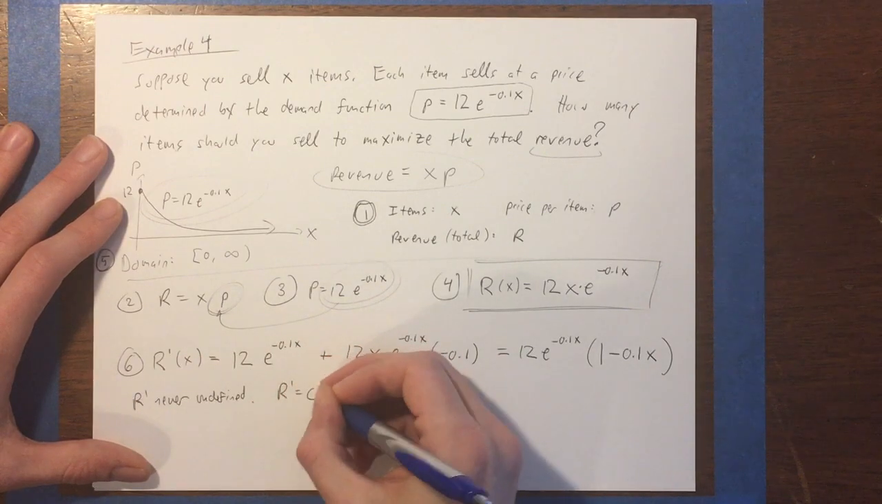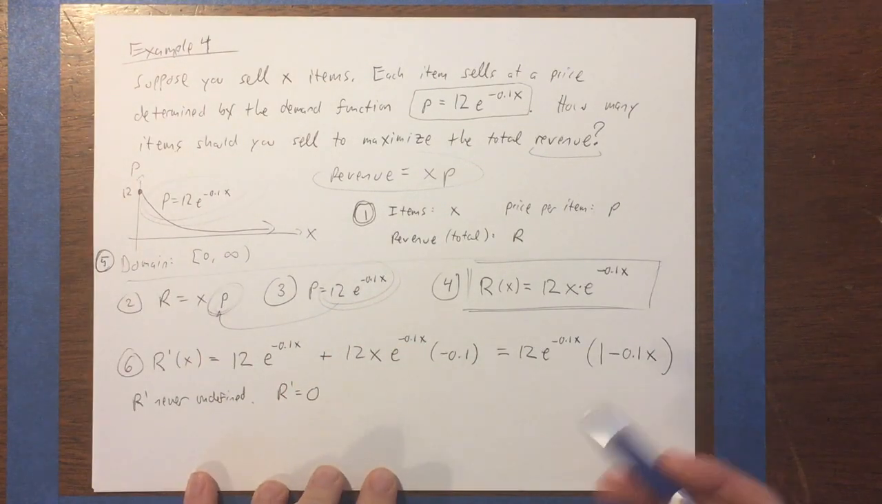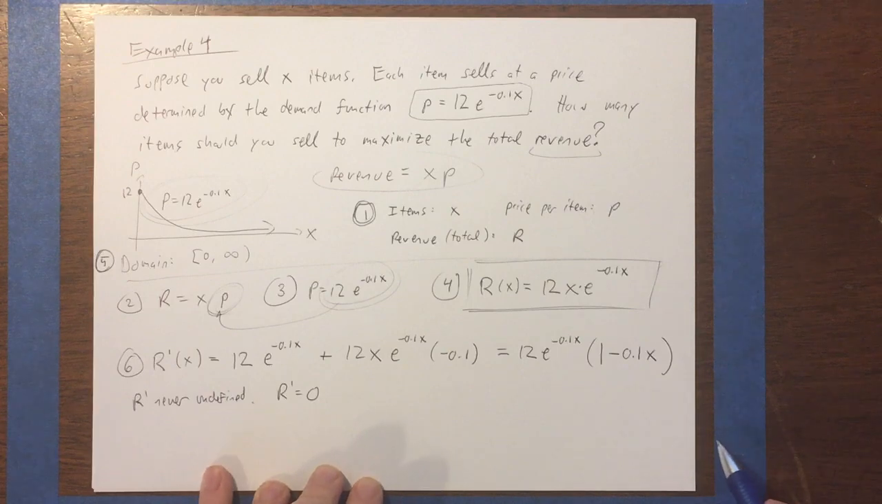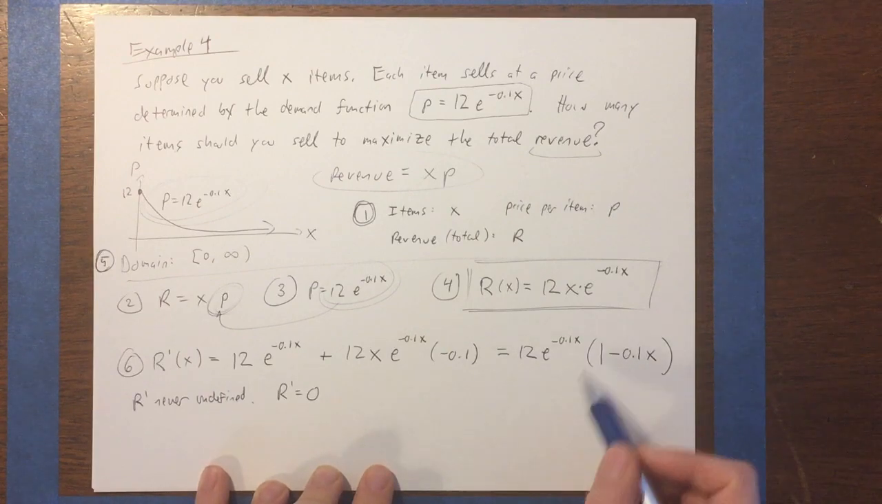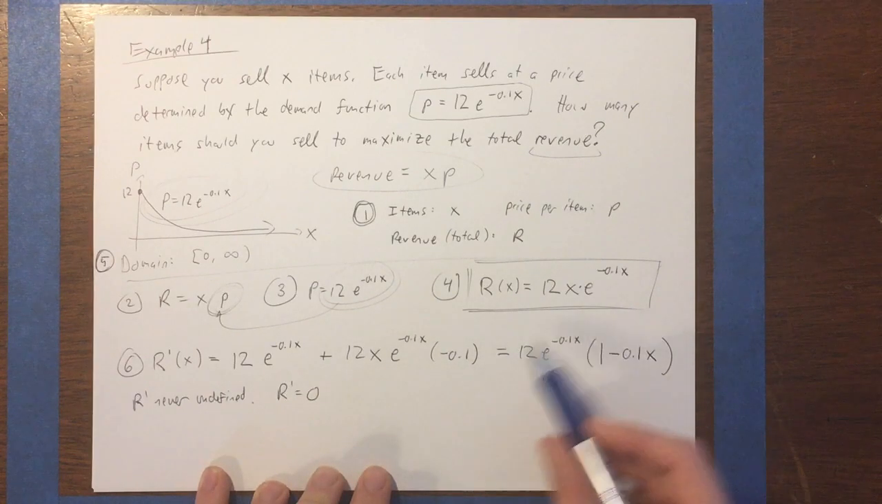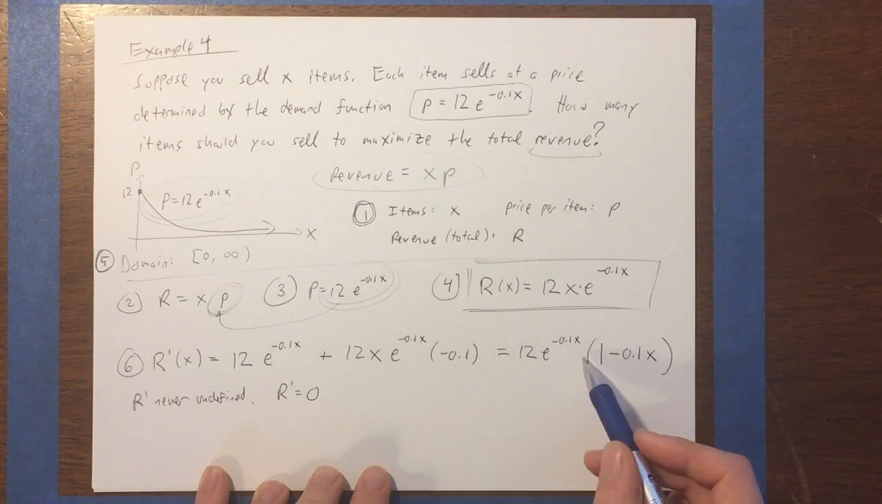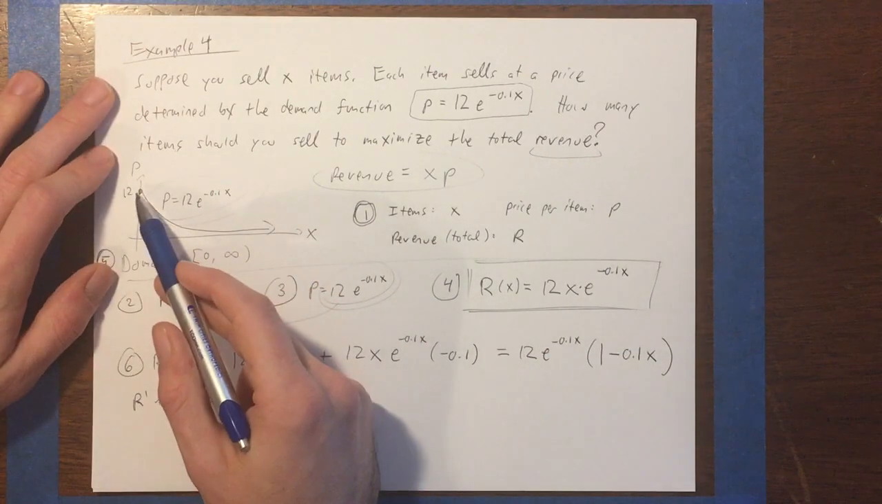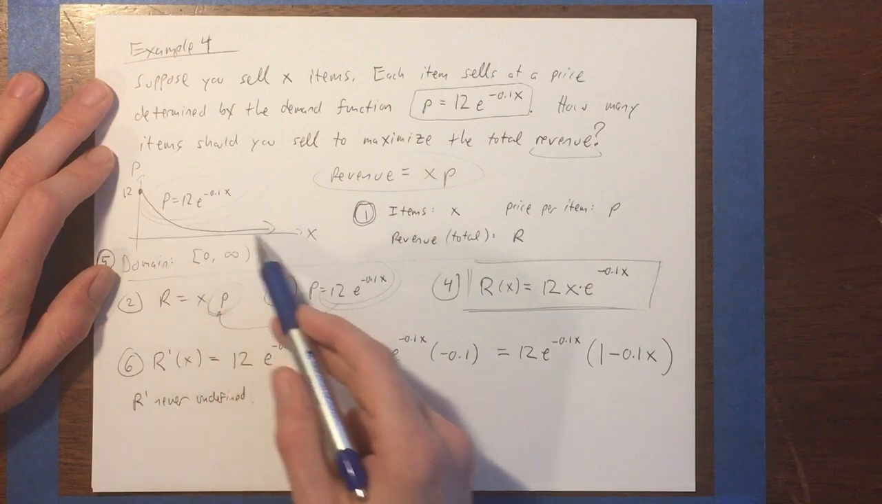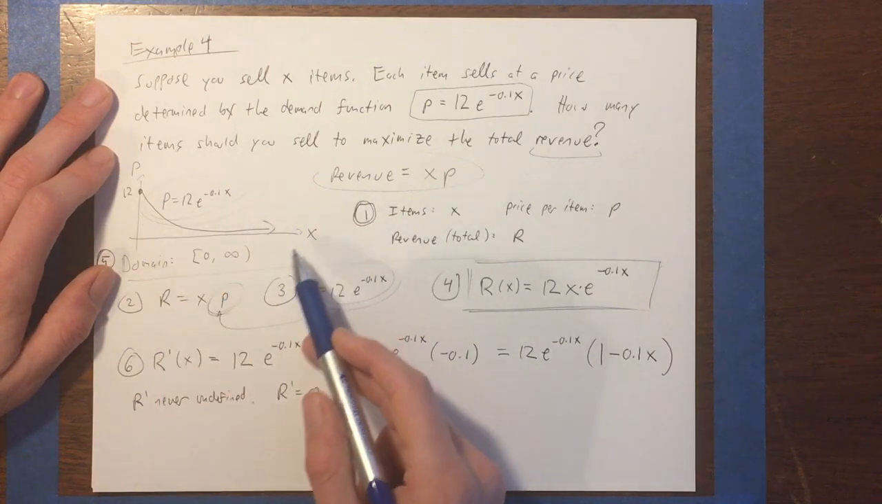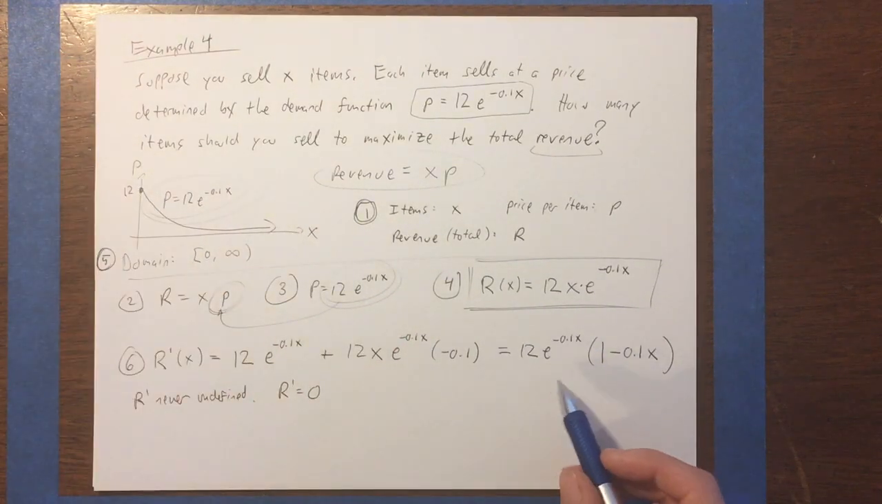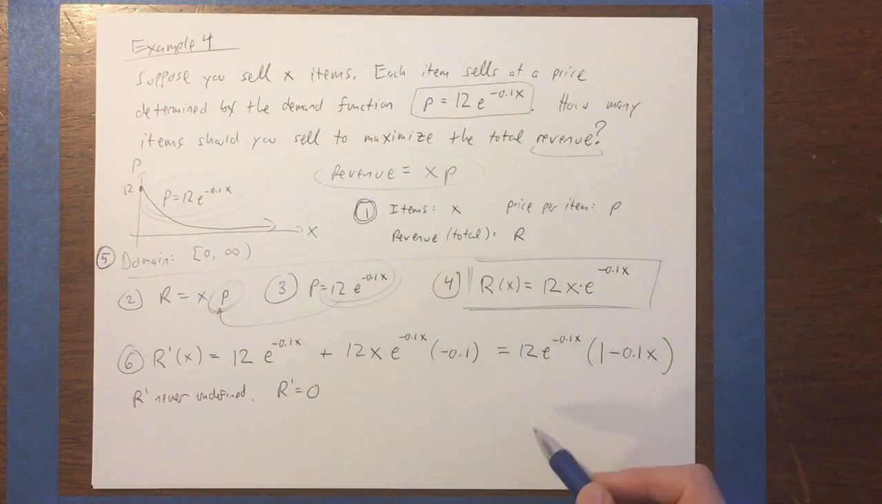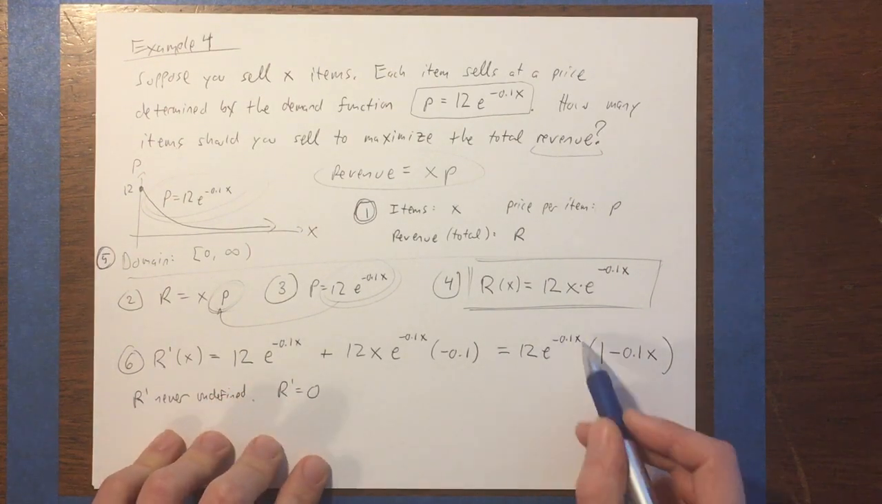When is R prime equal to 0? Well, if you set this equal to 0, we've done problems very much like this before. When you have this exponential factor that you factor out like that, that exponential function is never equal to 0. I mean, look at the picture, right? This is the exponential function. It never crosses the x-axis, right? Powers of a positive number will never give you 0. So that part can never equal 0.